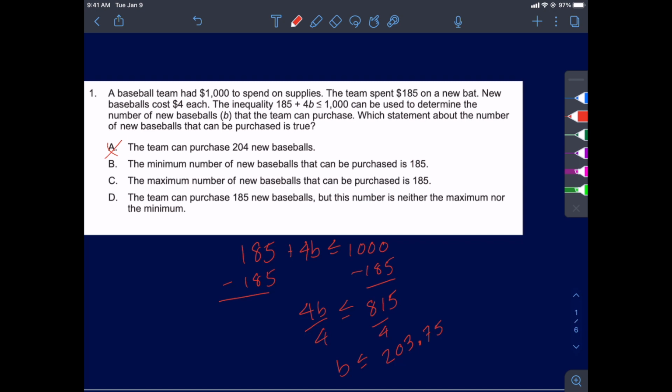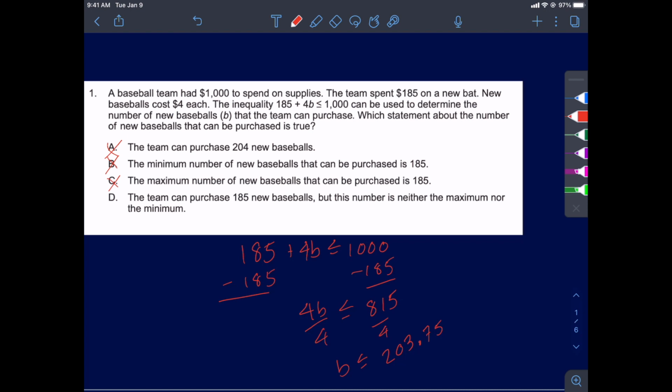Letter B, the minimum number of baseballs that can be purchased is 185. Okay, well, if we look at our statement, it just says b has to be at most 203. So it could be 0. It could be 1. So there's nothing that says you have to buy at least 185 baseballs. So not B. C, the maximum number of new baseballs that can be purchased is 185. Well, we know that's not true either. We can purchase all the way up to 203. So it's not C.